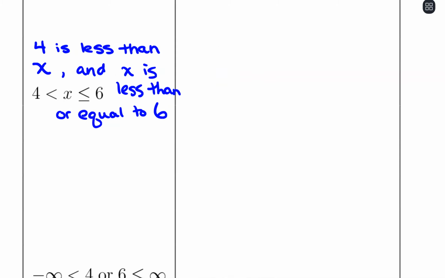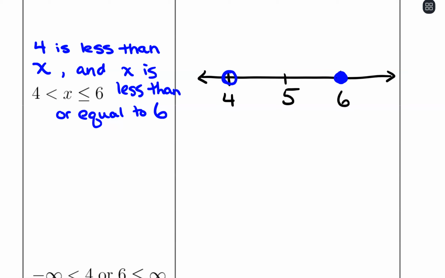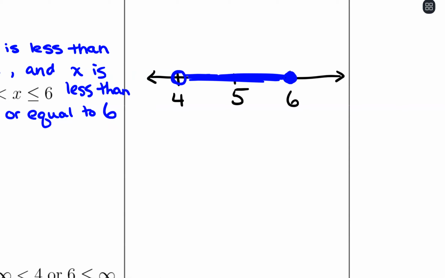So for a graph, I'm going to have my number line. Let's see, I want to go from 4, 5, 6. At 4, we're going to have an open circle because we don't have the equals there, but 6 will have a solid circle since we do have equals there. Then I just want to shade in between those two circles there.